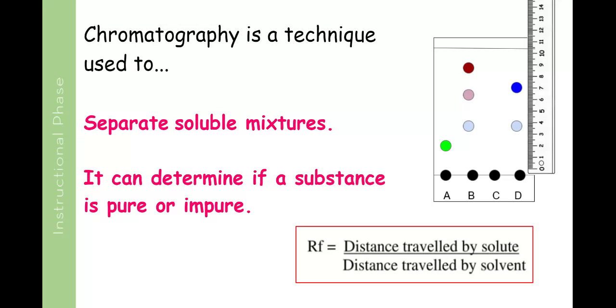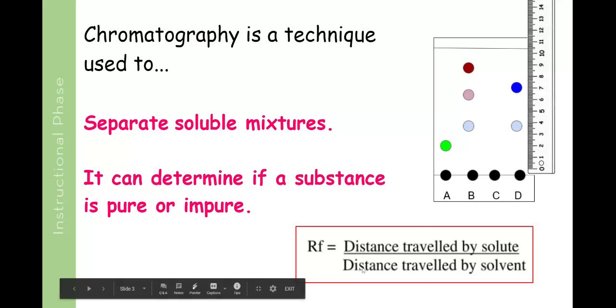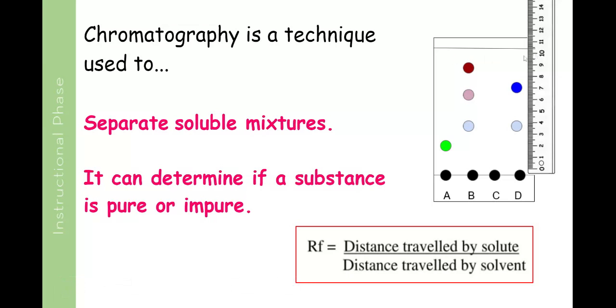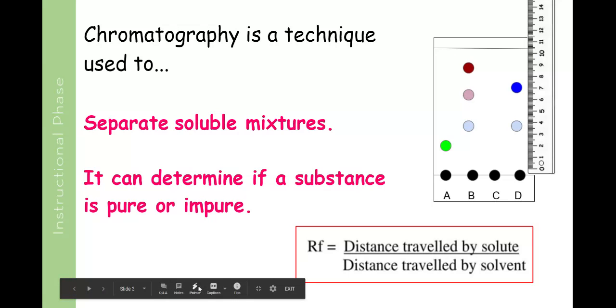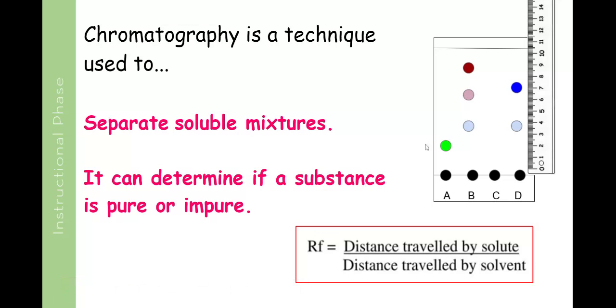So if we were looking at the green spot, I'd measure the distance moved by the ink, so the green, 2 centimeters, divided by the distance moved by the solvent, so I do 2 divided by 10.5, and that would give me my RF value for this green component here.